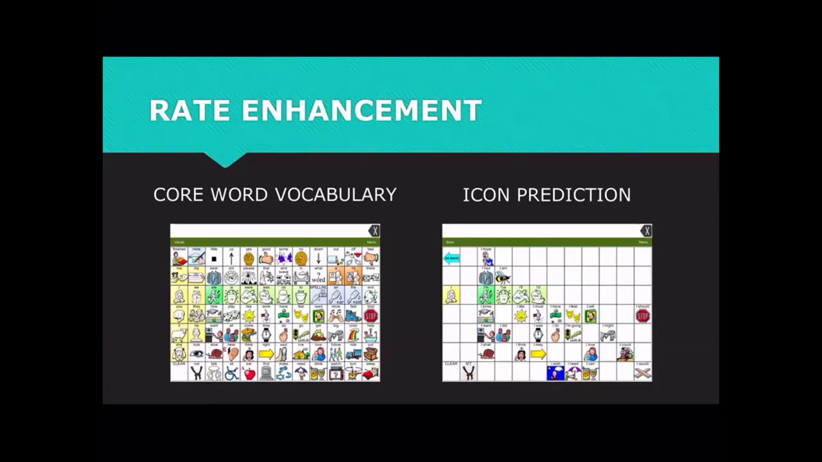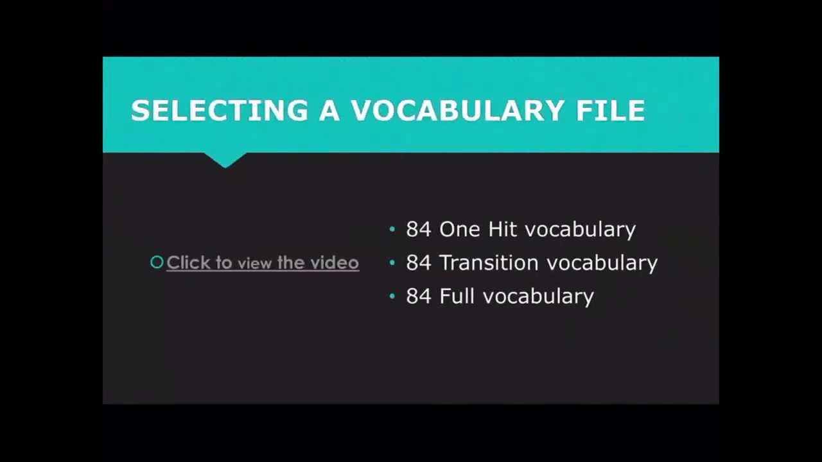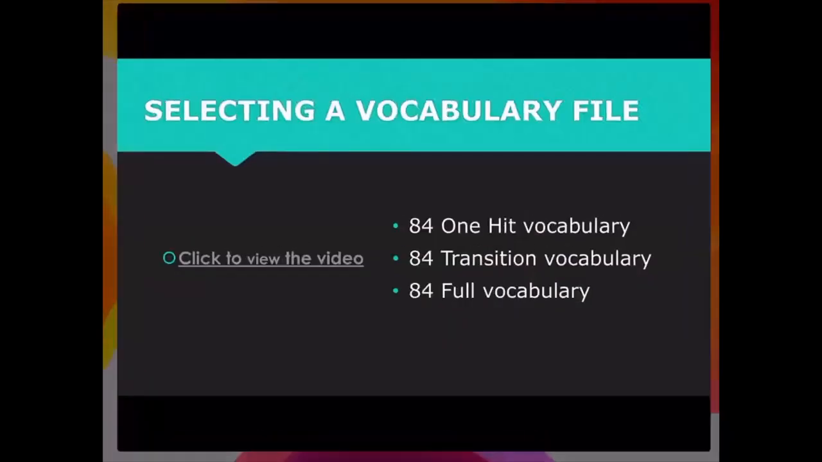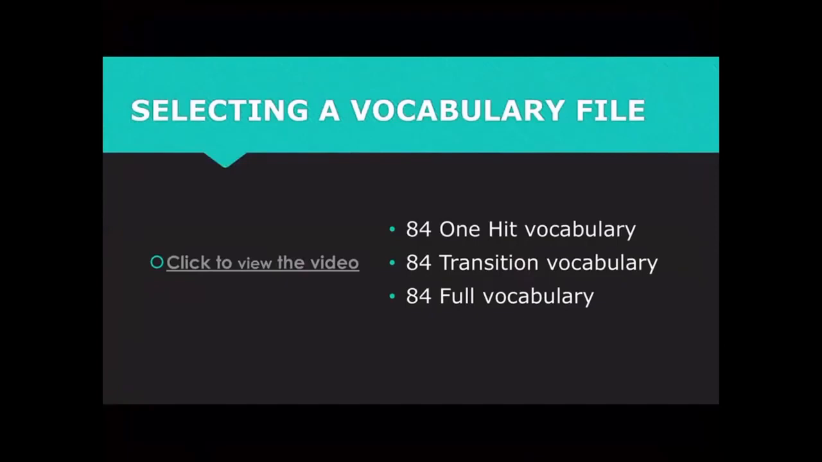So, selecting a vocabulary. All right, so let's go on to the next page. We're going for one hit, 82 words. The transition has 205 words, and then the 84 full version has over 3,000 words for the consumer to use. All right, let's try out the vocabularies.